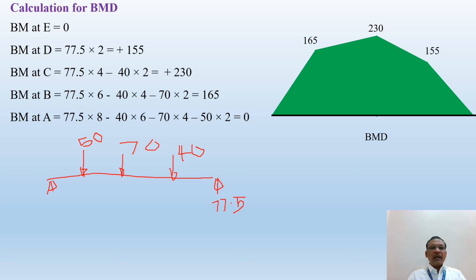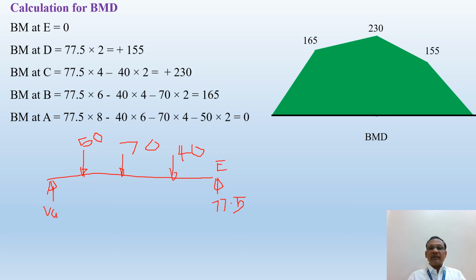Correct. And at A, the support reaction is there. Correct. So 50 minus 70 minus 40 will give this VA here. So you start from the right side. What is the bending moment at E? This is the E point. What is the bending moment at E?